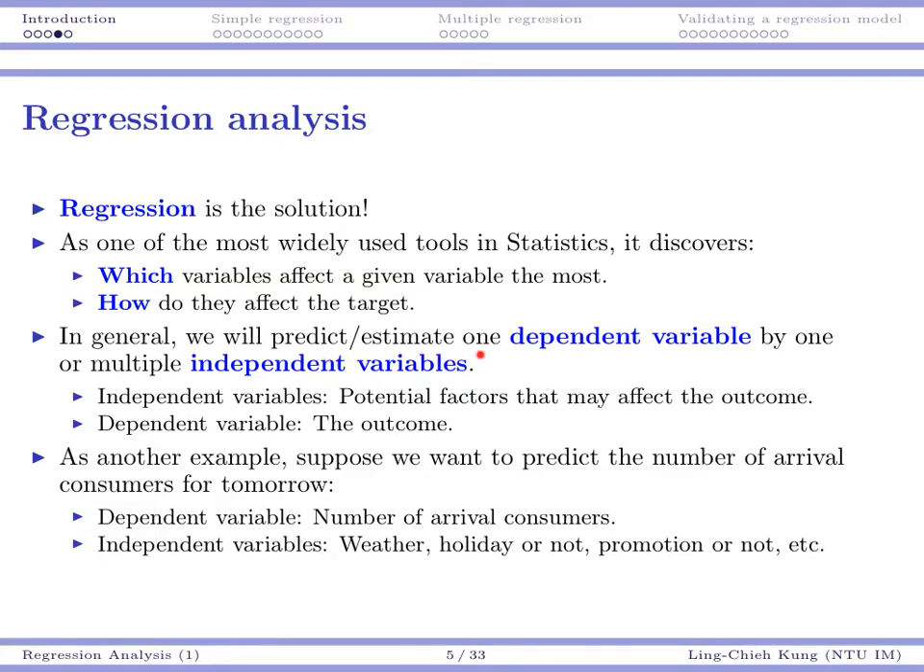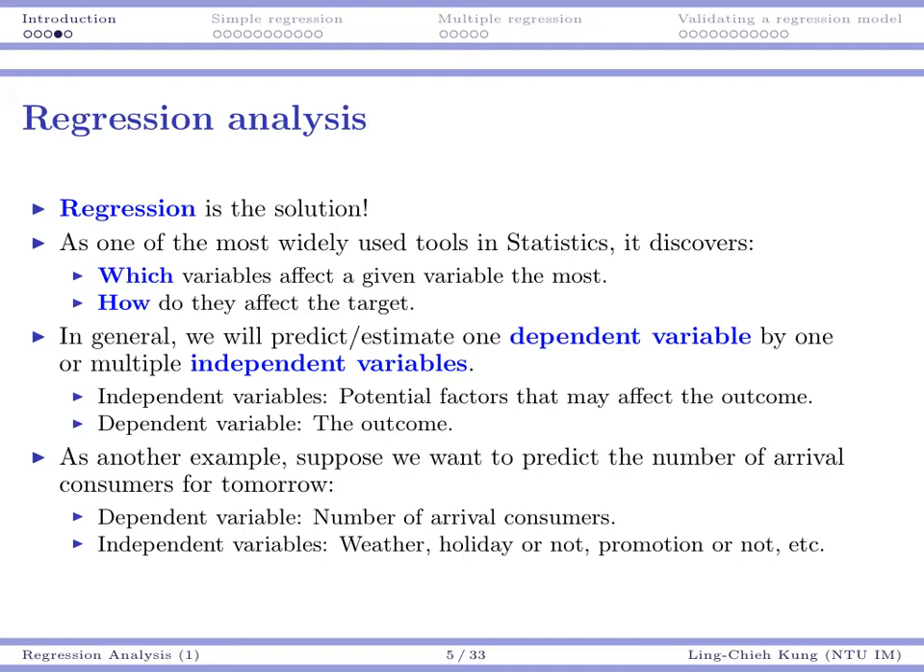In general, we will predict or estimate one so-called dependent variable by one or multiple independent variables. The outcome we call the dependent variable, like whether consumers buy it or not, whether our production process is under control, whether students get good grades. The result that we care about is the dependent variable. And those potential factors that may affect the outcome are called independent variables.